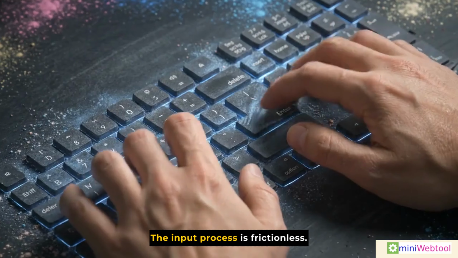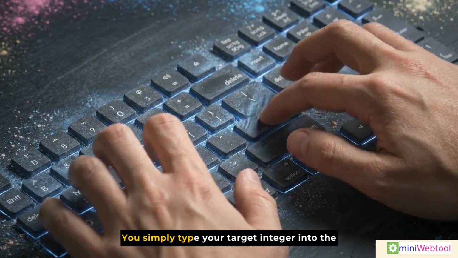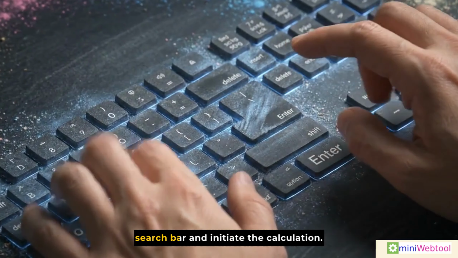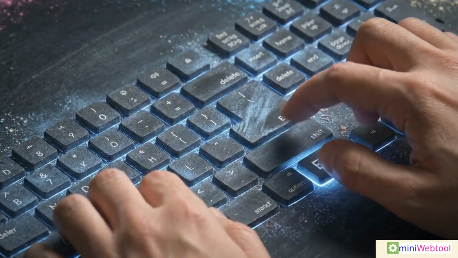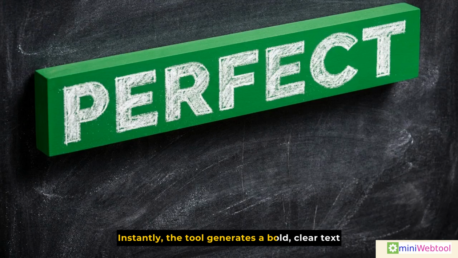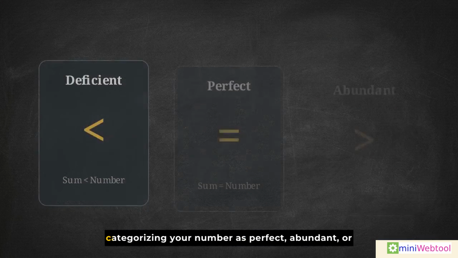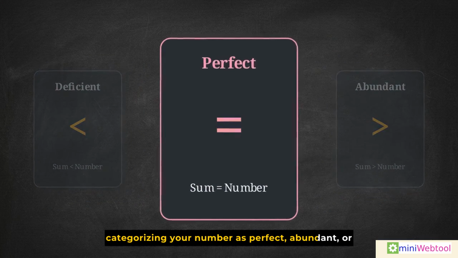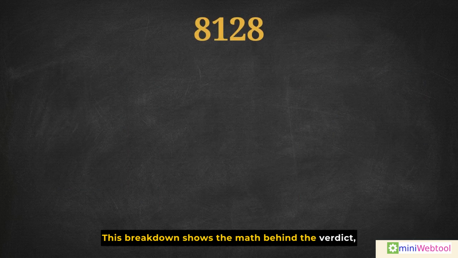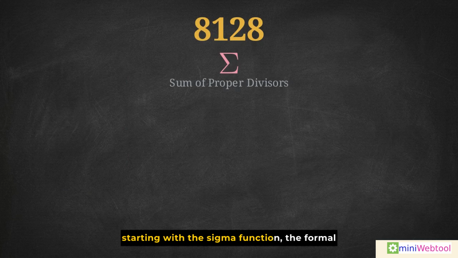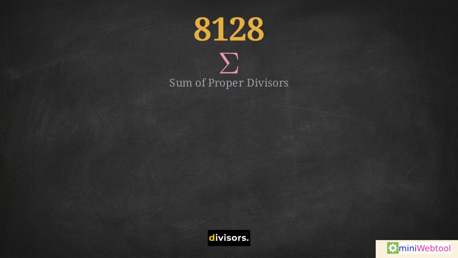The input process is frictionless. You simply type your target integer into the search bar and initiate the calculation. Instantly, the tool generates a bold, clear text verdict at the top of the screen, definitively categorizing your number as perfect, abundant, or deficient. This breakdown shows the math behind the verdict, starting with the sigma function, the formal calculation representing the total sum of proper divisors.